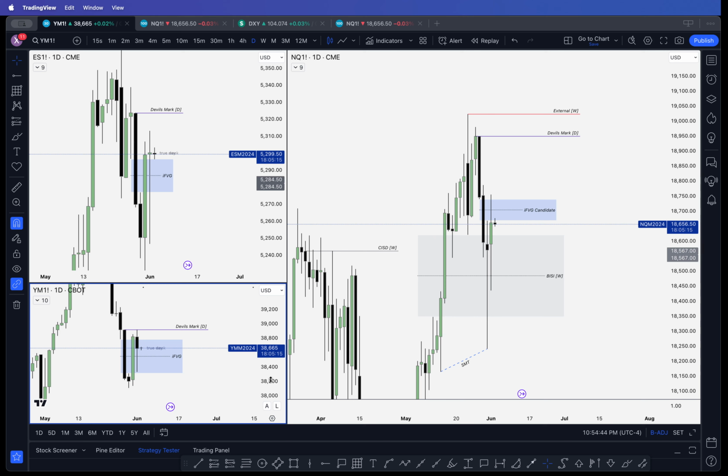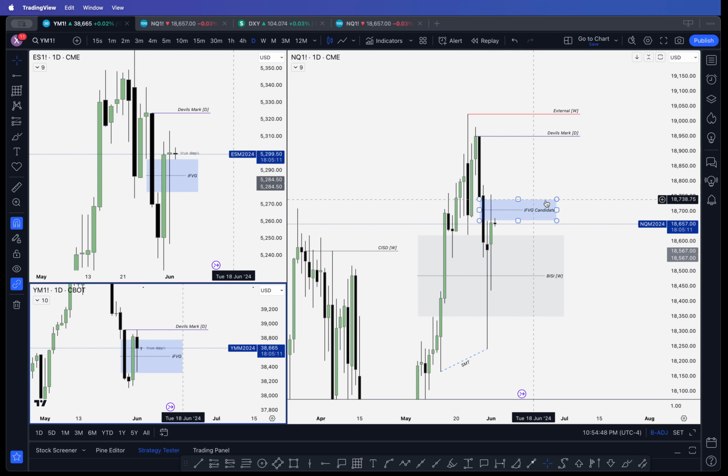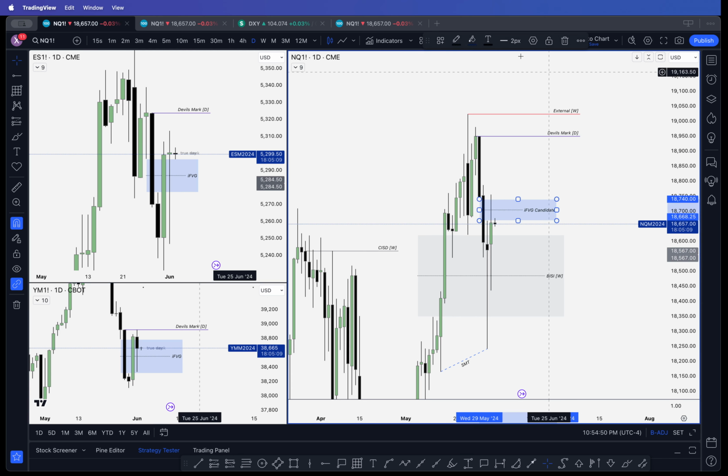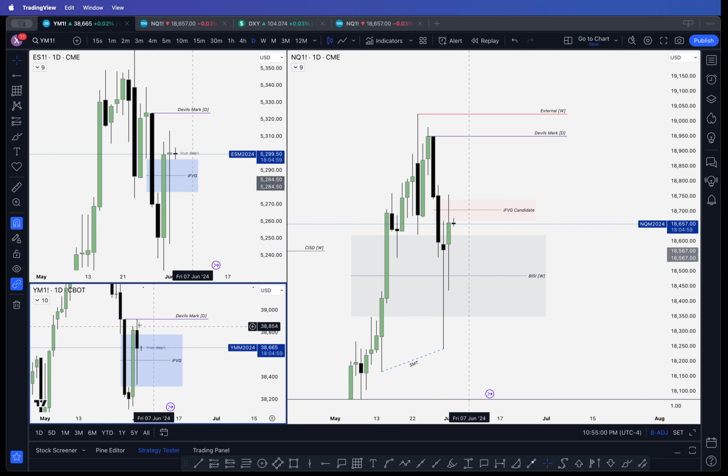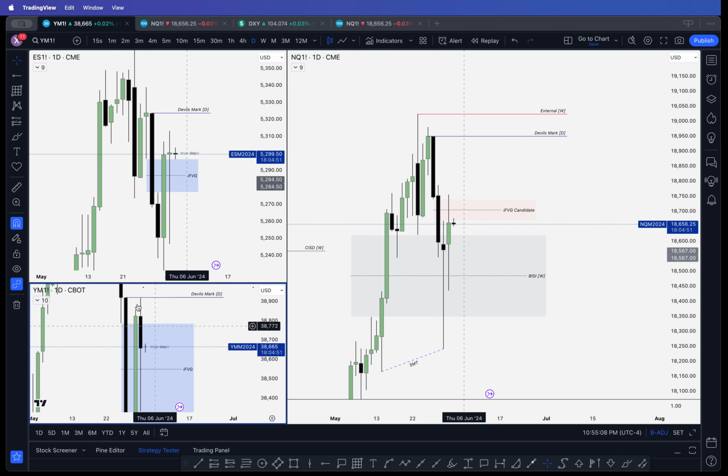Yes. I'm obviously trading ES, right? Come on, look at that. This is still an IFVG candidate. Have we respected this SIBI at the moment? Yes, so far. Even this looks fantastic for the YM to reach into these equal highs at the devil's mark. Do you see that? To the tick, equal highs.